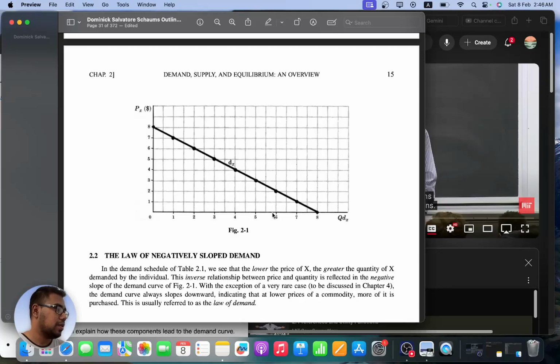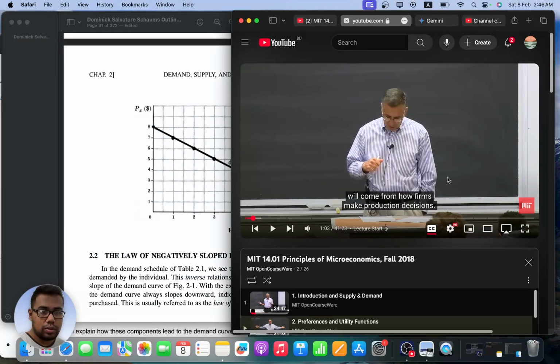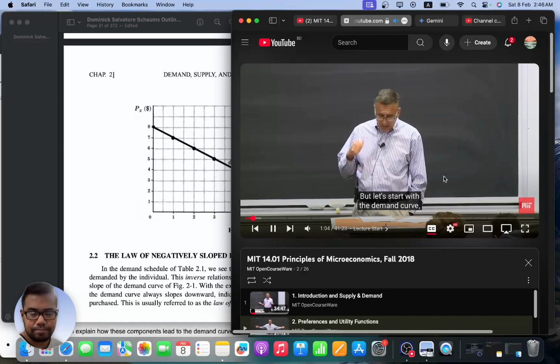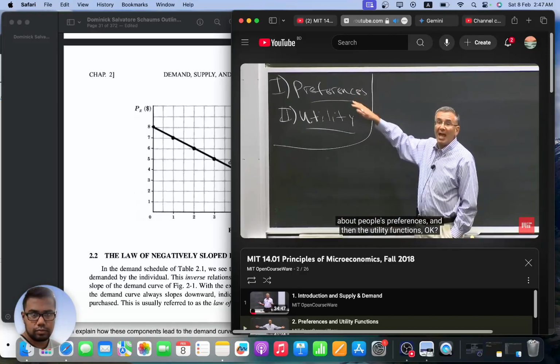As he says, start with the demand curve, and we're going to start by talking about people's preferences, and then the utility function. Utility function is going to be second, but starting with preferences. I have no memory of what utility functions were, but I'm going to follow through now. Let's start with the demand curve. We're going to start by talking about people's preferences and then the utility functions.